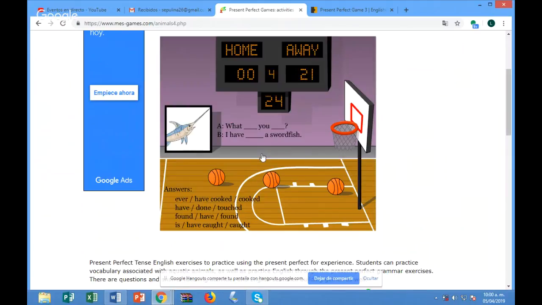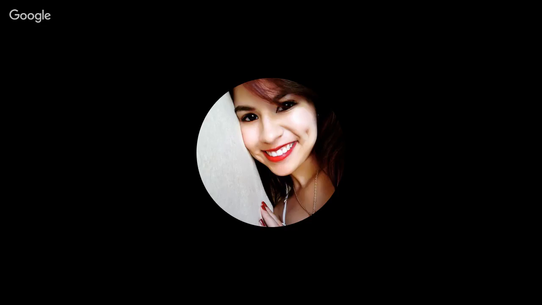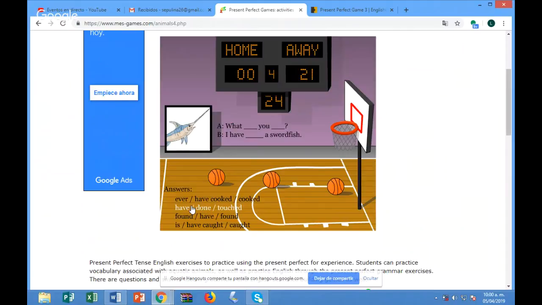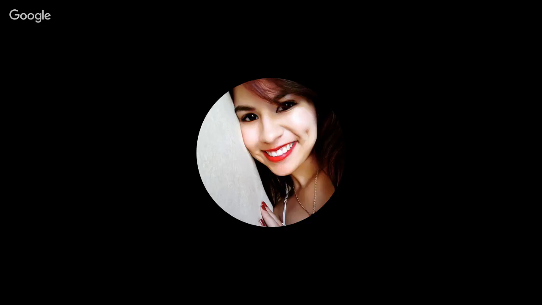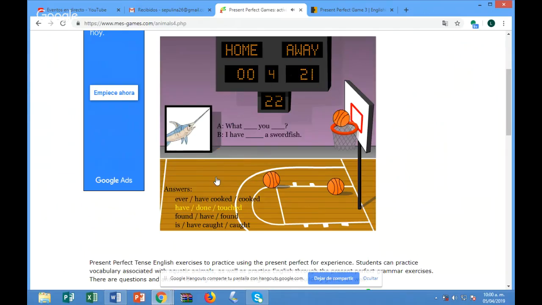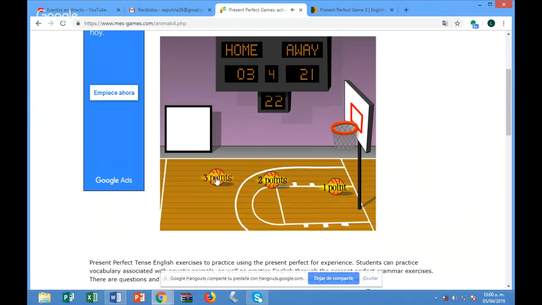Okay. What have you done? I have touched a swordfish. So this one. Okay, let's check it out. I suppose. Okay. Nice shot. Yes, it's good. Okay, another one.